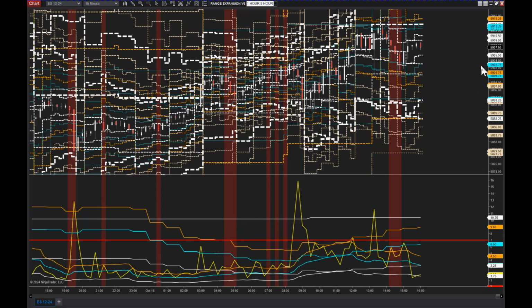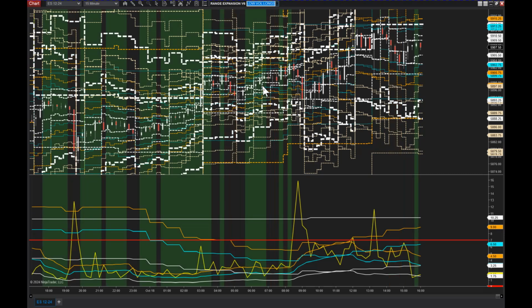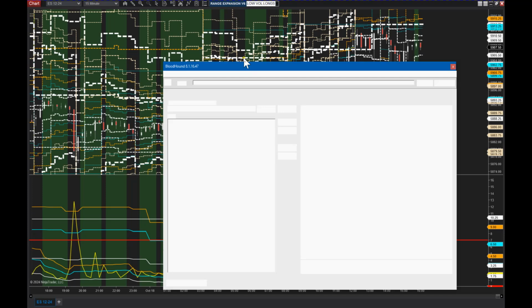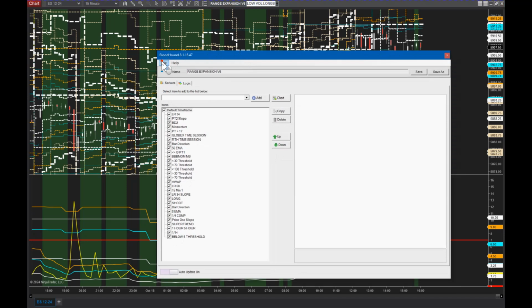You have points and levels, and you know if you're in high vol or low vol. I gave you a low vol long. We could do the exact same thing for high vol short by just creating the logic template. And I'll show you how to do that on Wednesday. All right. We'll get your range expansion V6 template working.